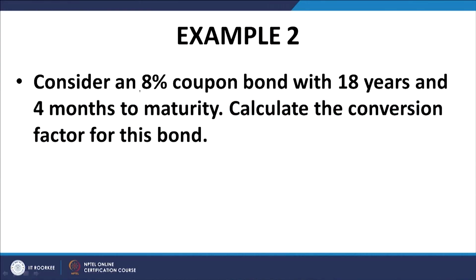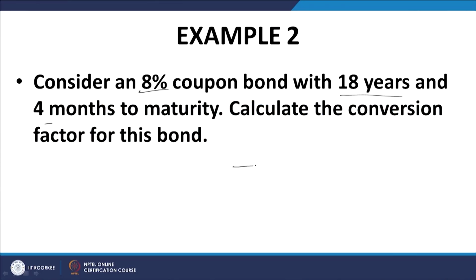Now, we look at the second case, when we have a situation where after rounding down we have an integral number of 6 monthly periods plus an extra 3-month period. In that case, let us look at this example, it is an 8% bond with 18 years and 4 months to maturity. 18 years and 4 months will be rounded down to 18 years and 3 months. So, 18 full years, that is 36 6 monthly periods plus an extra 3 monthly period.